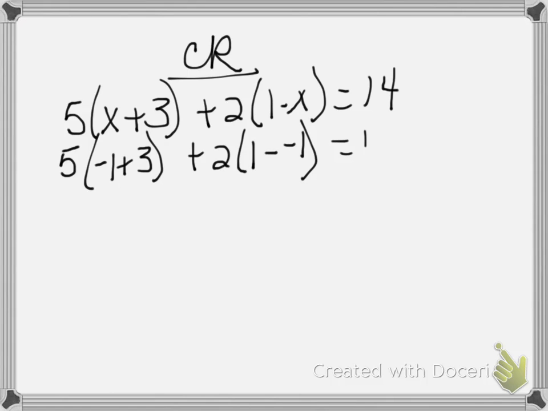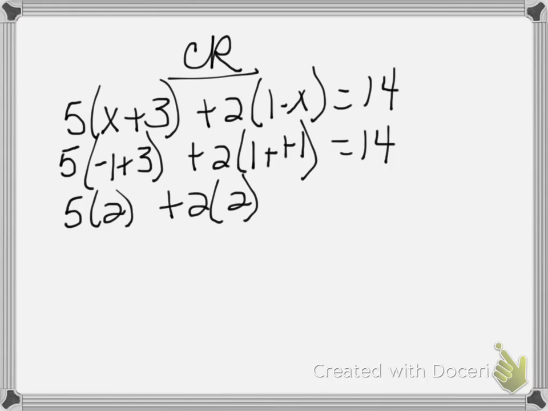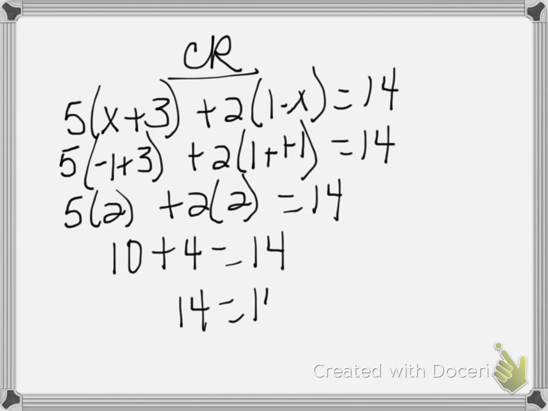Then you want to simplify using the order of operations. Order of operations says to do the parentheses first. Inside the parentheses, I'm going to combine negative 1 plus 3 and get 2. And the second parentheses, that 1 minus a negative 1, changes to 1 plus a positive 1, which turns into 2. Then I'm going to multiply and add, and I get 14 equals 14, so it checks.